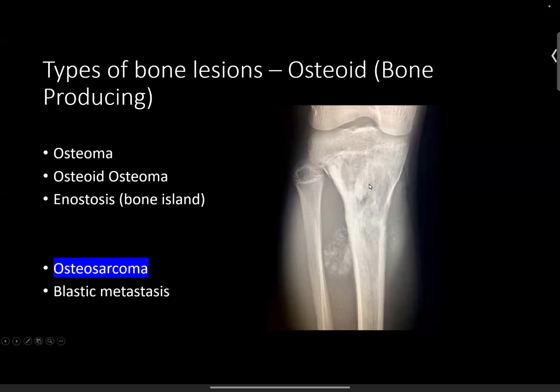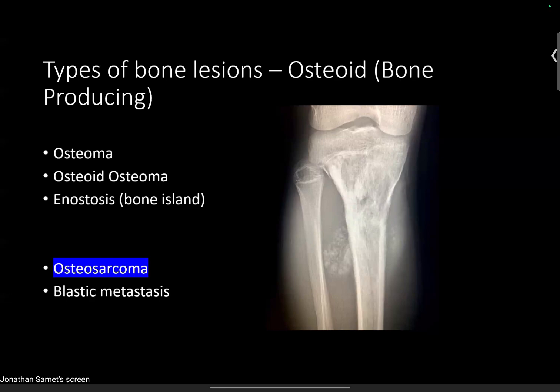So when we talk about osteoid-producing lesions, we're talking about lesions that produce bone. That's why they're sclerotic. You have benign lesions, osteoma. You've seen them all the time in the skull. We have osteoid osteoma, a little tiny dot that we see, causes a ton of edema, pain. Enostosis or bone island, see it all the time, has spiculated margins, right? So those are benign osteoid producing lesions.